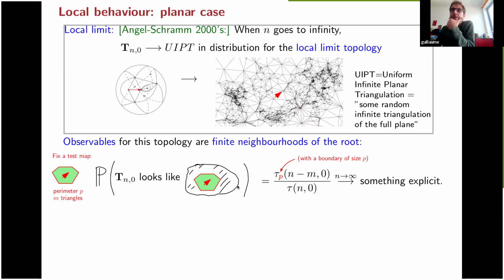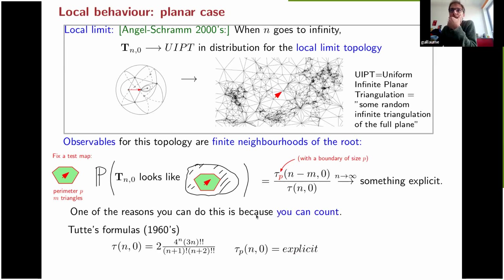And here, you can do it just by counting. What is the probability that a random triangulation looks like this? Well, this is a uniform measure. So in the denominator, you put the total number of planar triangulations, which is τ_n^0. And if you remove this green piece, what you get is a triangulation of size n minus m, because you remove m triangles, with a boundary of size p, which is the trace of your perimeter. And so the goal is to show that this converges to something explicit, and this is exactly what Angel and Schramm did. And the reason they could do this is because you can count.